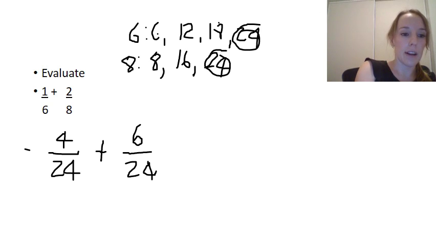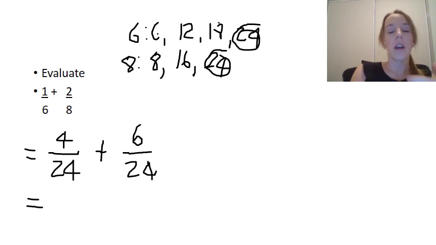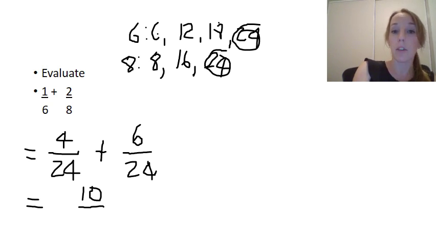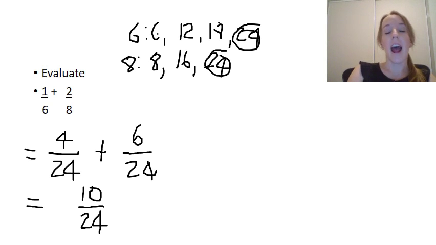From there, we can actually solve our equation just by adding our numerators together. So 4 plus 6 will give us 10. And remember, our denominators stay the same. So it's 10/24ths. And the last step is to simplify. Can we simplify that? Yes, we can.